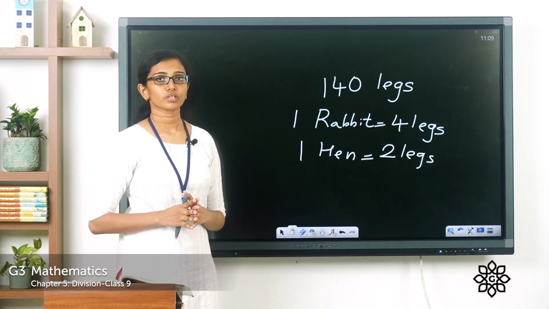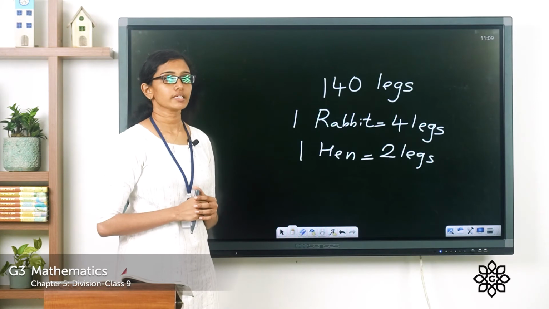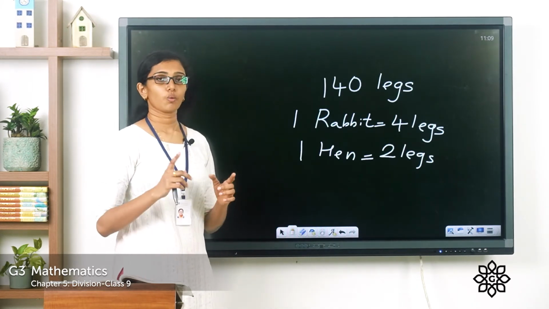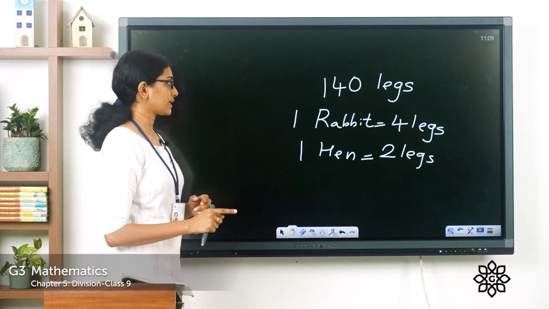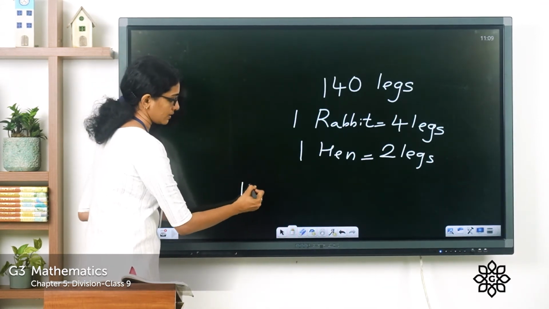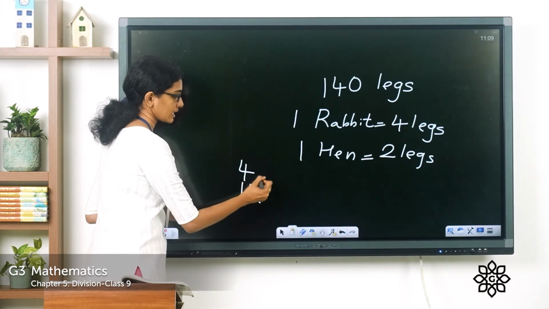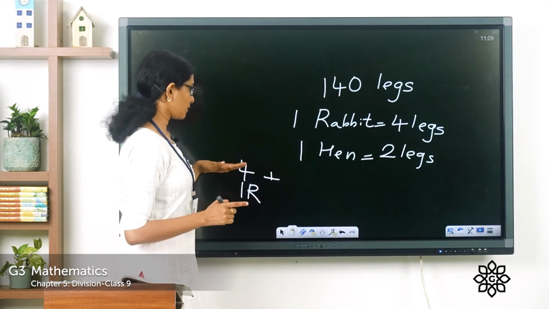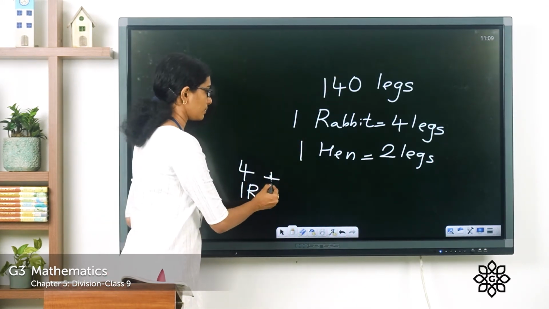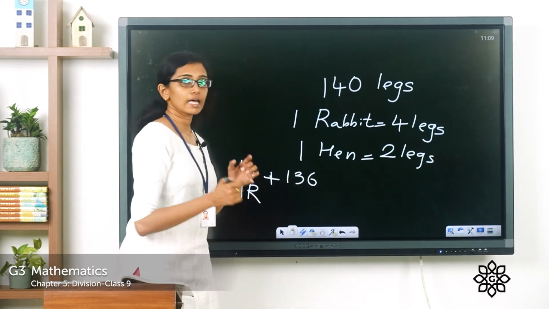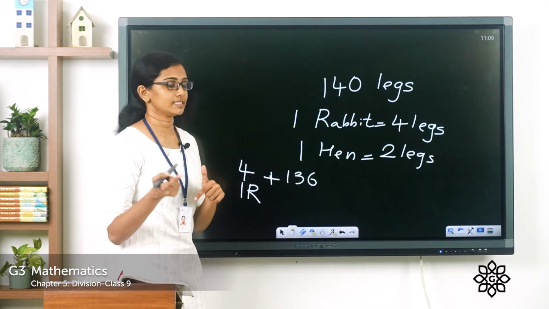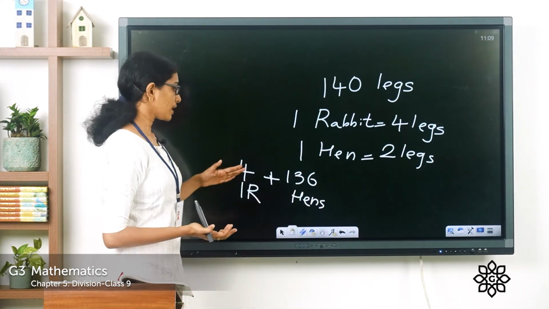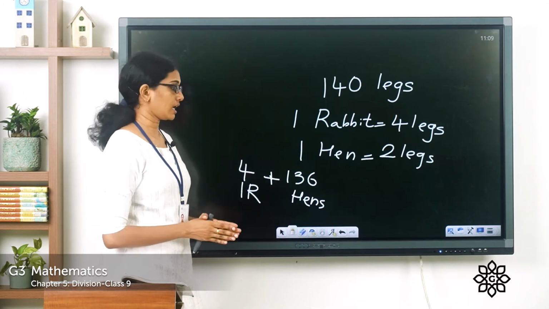So, let's suppose we are considering 1 rabbit and the remaining are hens. So, what is the case of 1 rabbit? 1 rabbit has 4 legs. So, if we take 1 rabbit, there would be 4 legs and how many legs will be remaining? Out of this 140 legs, if 4 legs are from 1 rabbit, there would be 136 legs remaining and that would belong to the hens, right? But we don't know the number of hens or rabbits, but we are considering there is 1 rabbit and the remaining are hens.